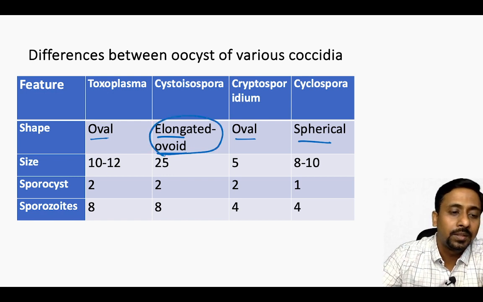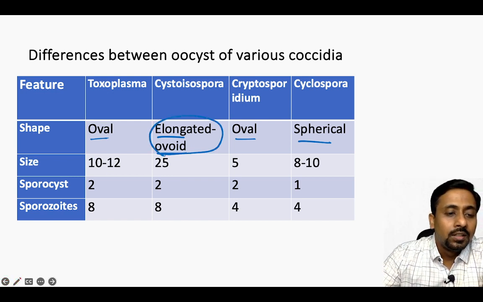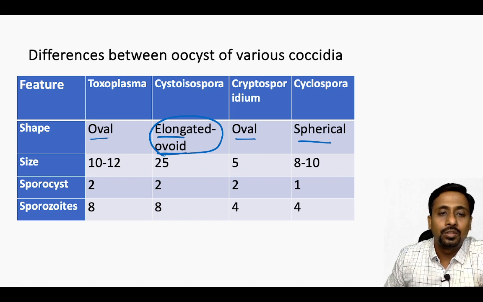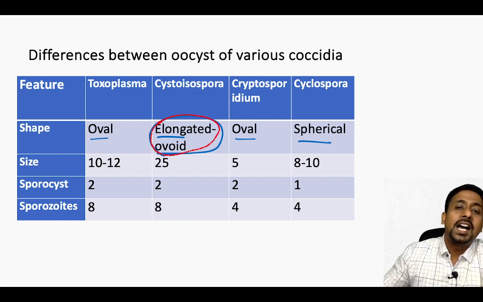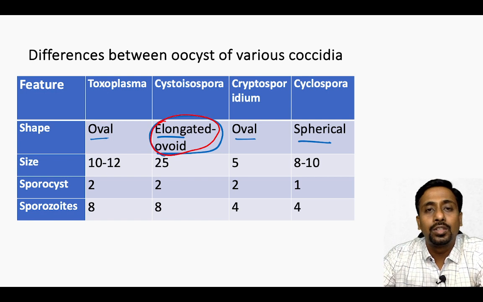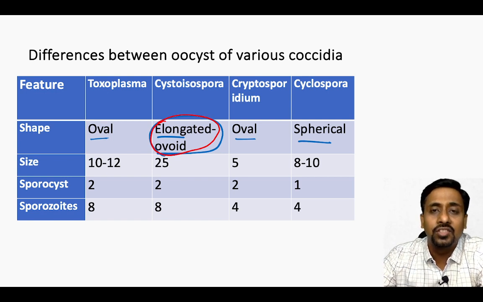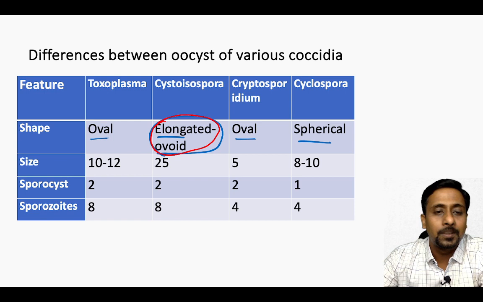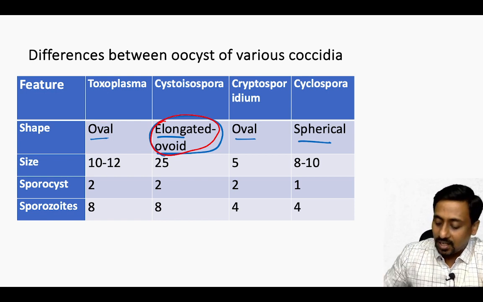I'll change the color of the pen. Cystoisospora has an elongated or ovoid oocyst. This will help you to identify the images given in the question, or even if it is mentioned that the cyst seen in the stool is elongated or ovoid, you will be able to identify which species the cyst belongs to. Another important feature to remember is the size.